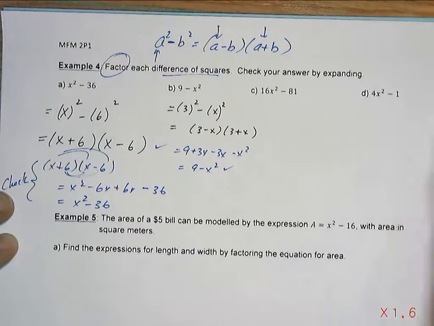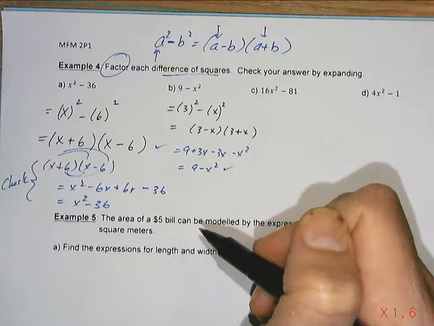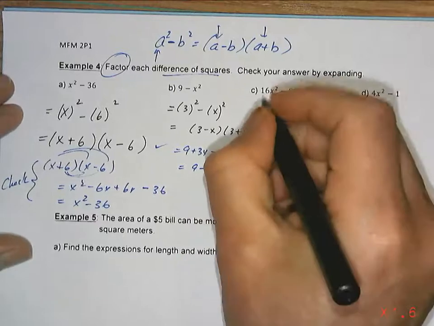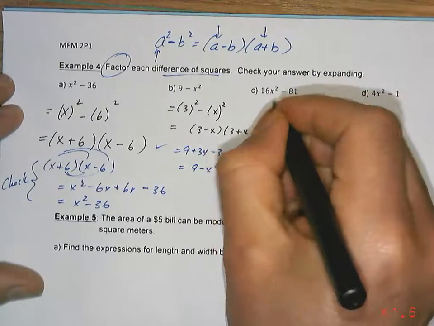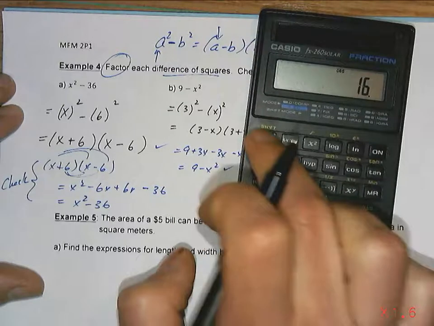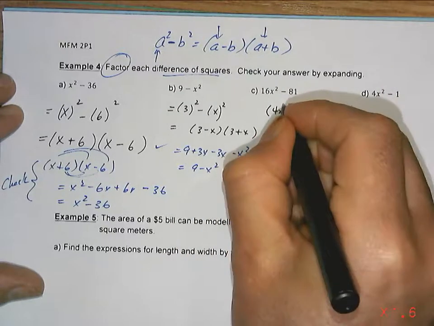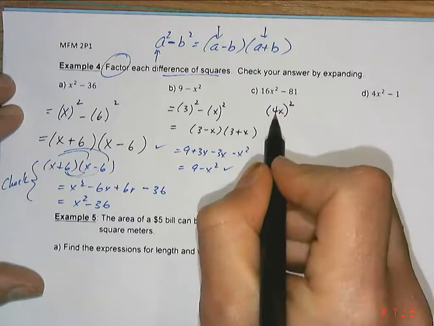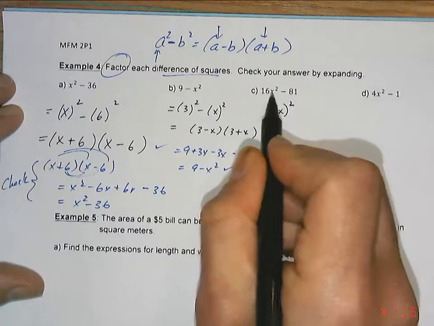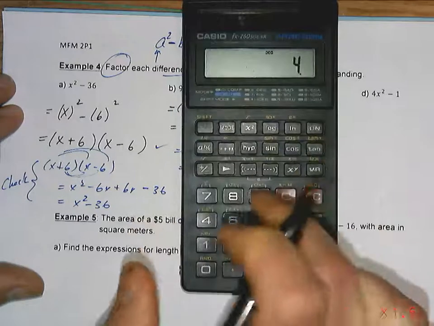Next one. Oh, we take a look. Can we factor any further? The answer is no. This one, 16 and 81. Well, it's a little bit trickier to make these a difference of squares, but it is a difference of squares. 16, if I use my calculator, is 4, so it's going to be 4x squared. So the 4 squared is 16, and the x squared is x squared. The 81 is a difference of squares.